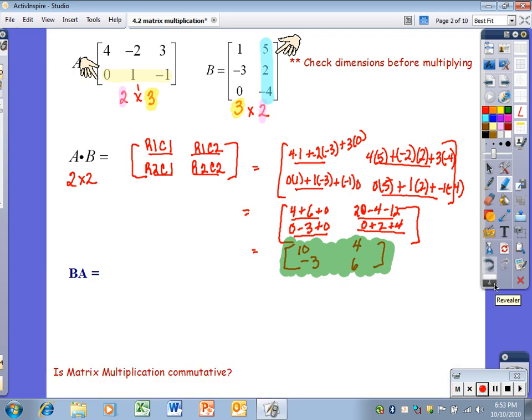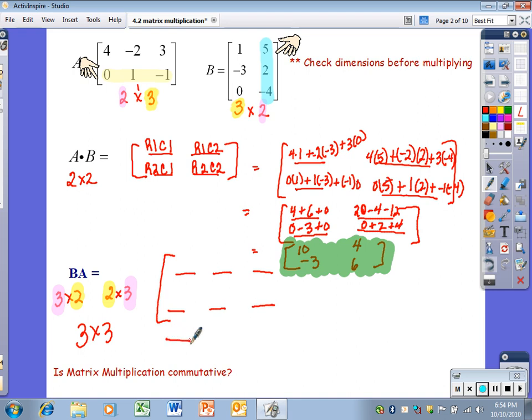Okay, let's see. Can we multiply B times A? In other words, can we take a 3 by 2 times a 2 by 3? Let's check. Do these inside dimensions fit? The answer is yes. So my result would be a 3 by 3. So then I need 1, 2, 3, 2, 3, 1, 2, 3.